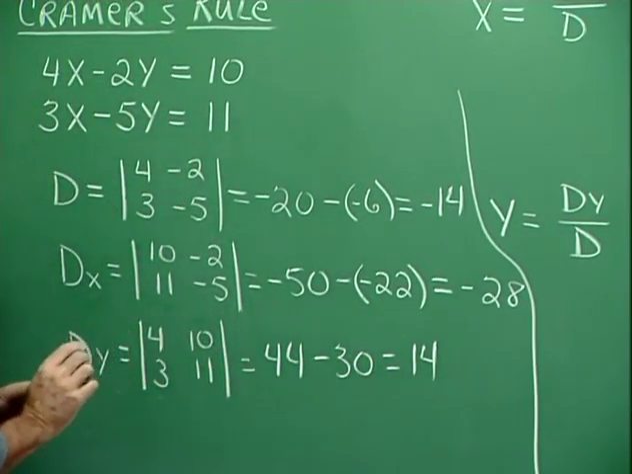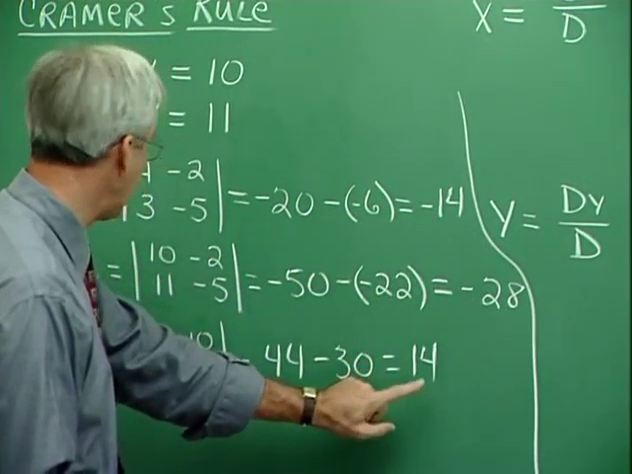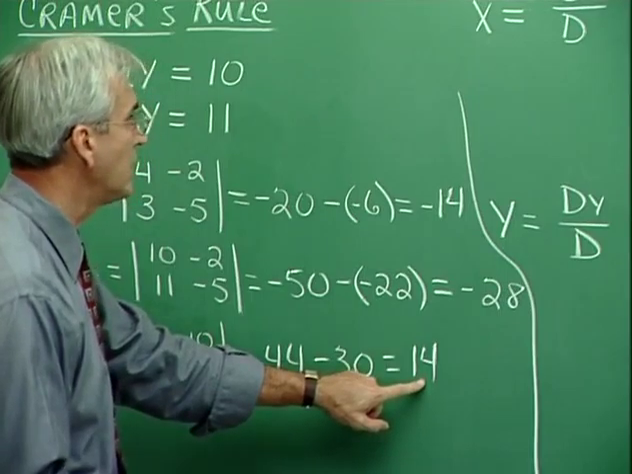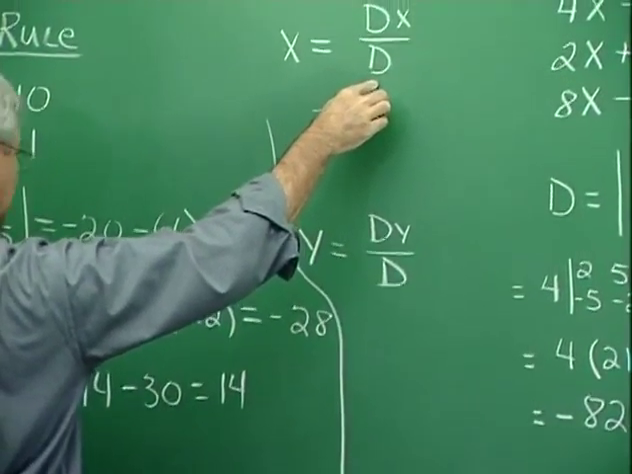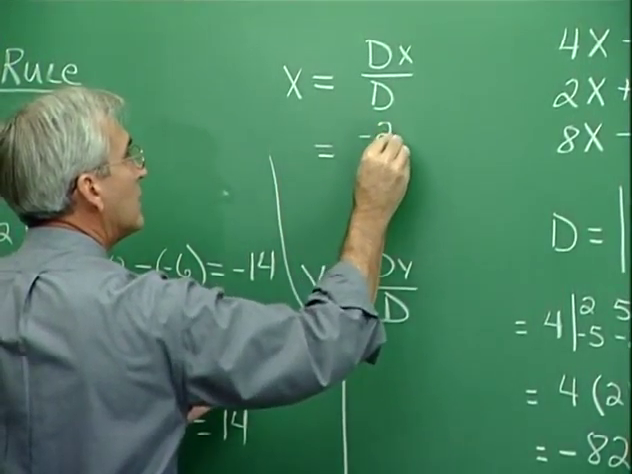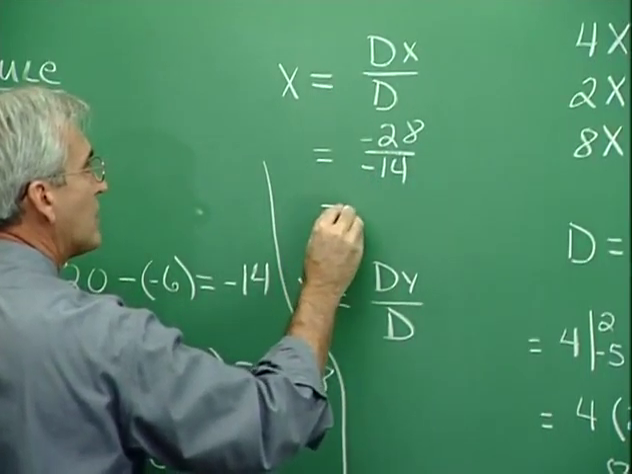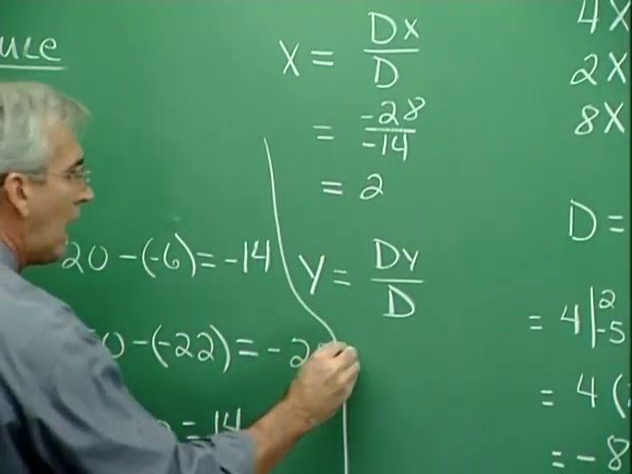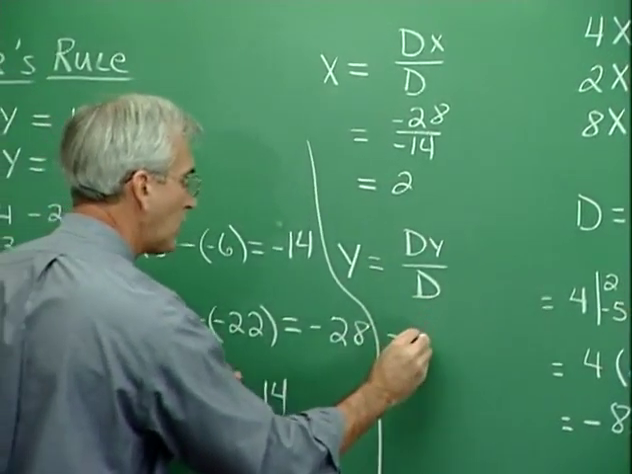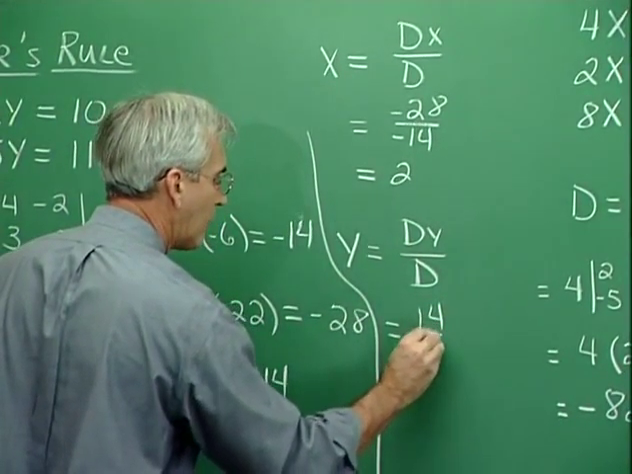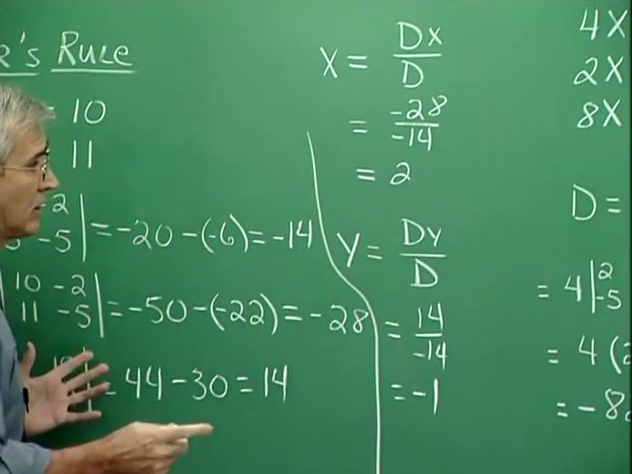All right, now let's make those fractions. Now notice D is negative 14, D sub x is negative 28, and D sub y is 14. So x then is D sub x over D. D sub x is negative 28. D is negative 14. So x then is 2. And y is, let's see, D sub y over D. D sub y is 14. And D, negative 14. So y is negative 1. And that's just all there is to it.